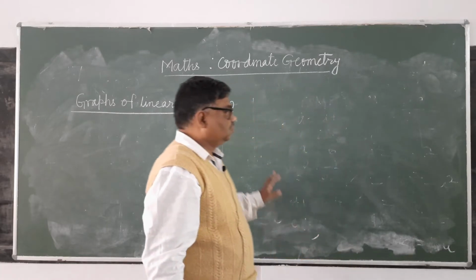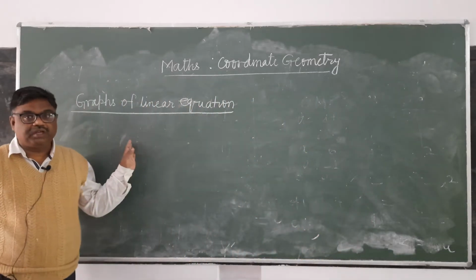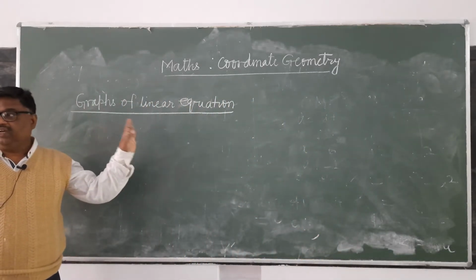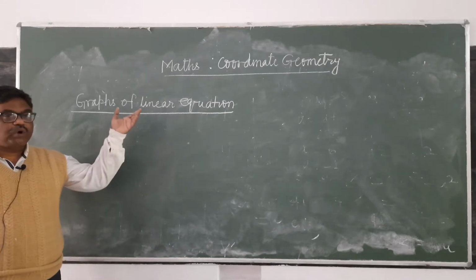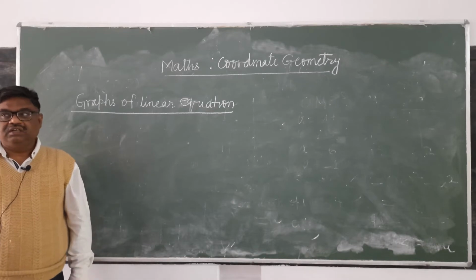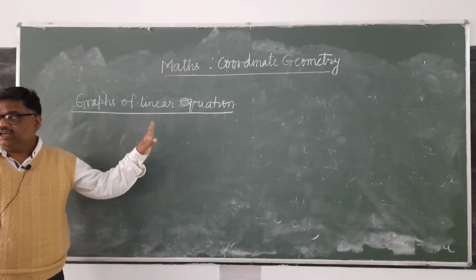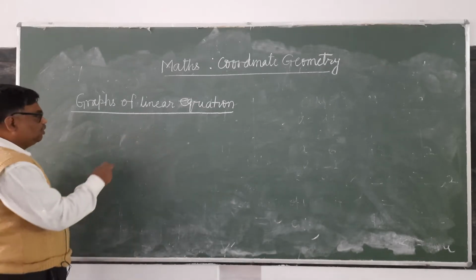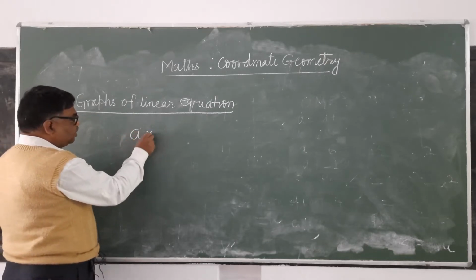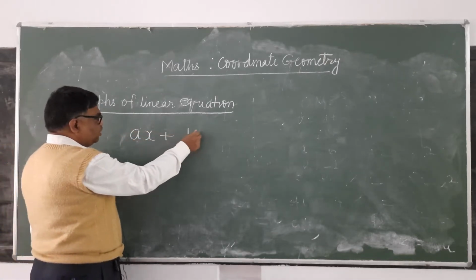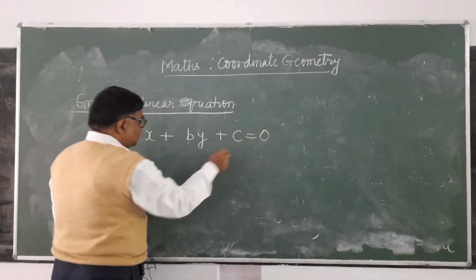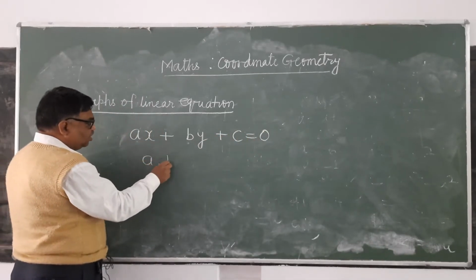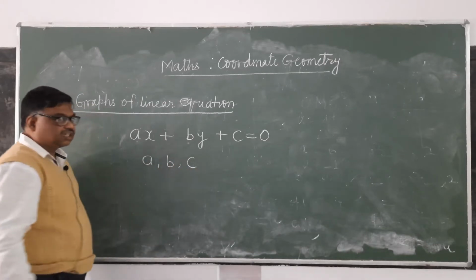So today I am going to begin the graphs of linear equations. First, you should know what a linear equation is. Here I am writing some linear equations. Linear equations will be of this form: ax plus by plus c equals 0. Here a, b, c are numbers. These are the constants.